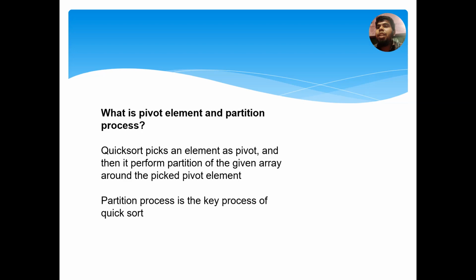What is the pivot element and partition process? QuickSort picks an element as pivot and then it performs partition of the given array around the picked pivot element. The partition process is the key process of QuickSort.